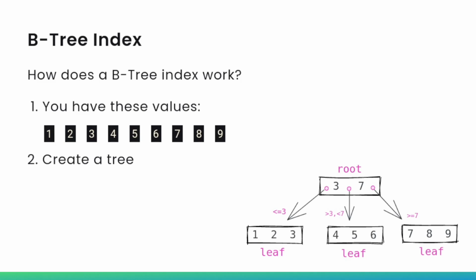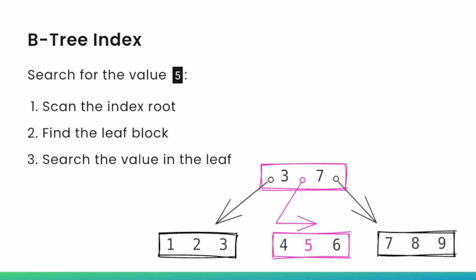So if we have the values 1 through 9 and we want to create a B-tree index, we start by, if you notice the leaf blocks at the bottom, we have 1, 2, 3, 4, 5, 6, 7, 8, 9. And then on top of them, we have the root block, which acts like a directory to all the other leaf blocks. Let's see how it works. Let's take the index we just built and try to search for the value 5. So we start from the root block, okay?